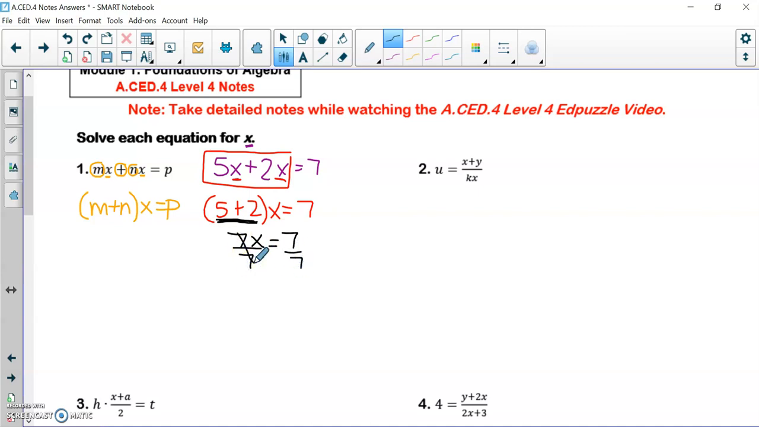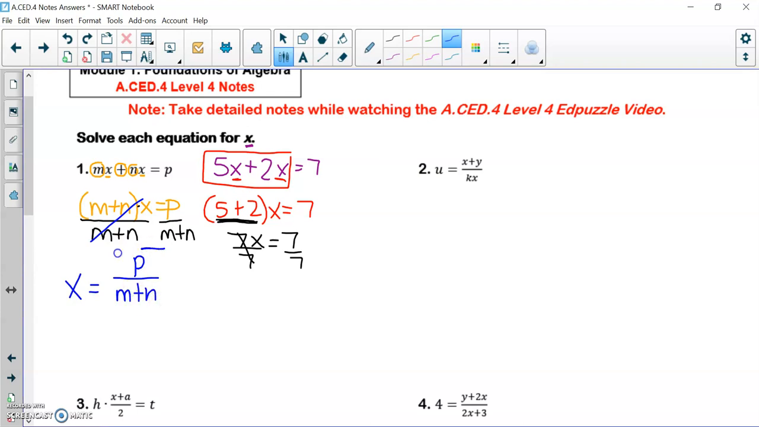So same thing here, this m plus n is technically the coefficient of x, and it's being multiplied by x. So we're going to divide by the coefficient of x, which is m plus n, on both sides. So I wind up with x is equal to p over m plus n.